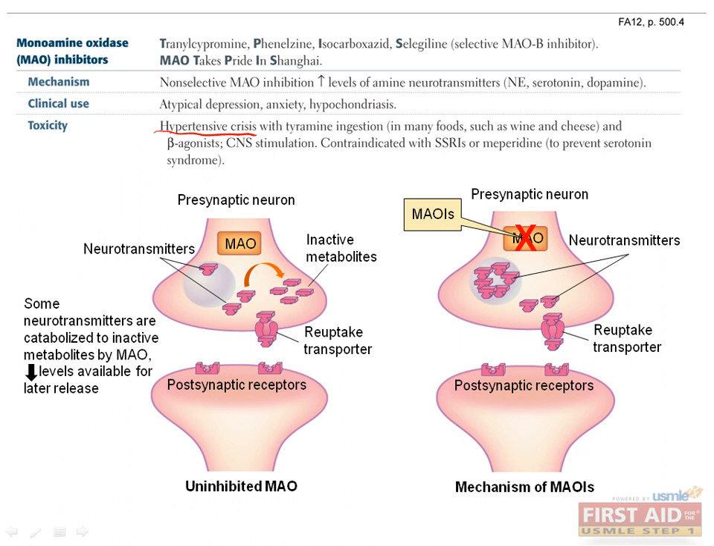This is a very high yield fact to remember, as many test questions will feature a patient with depression going into hypertensive crisis after eating these foods. So remember, in addition to taking pride in Shanghai, Mao doesn't like wine or cheese. Also remember, MAO inhibitors can increase the levels of serotonin and can increase the possibility of serotonin syndrome if they're mixed with drugs like SSRIs or meperidine, and therefore it's contraindicated to use these two together.